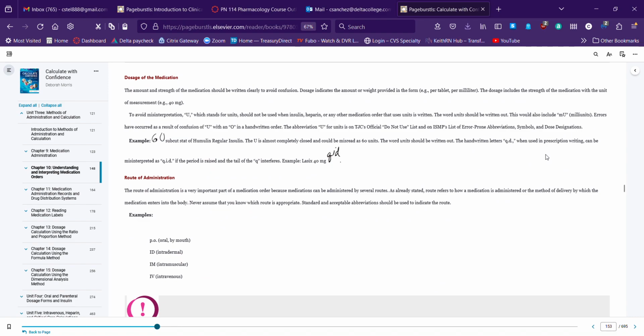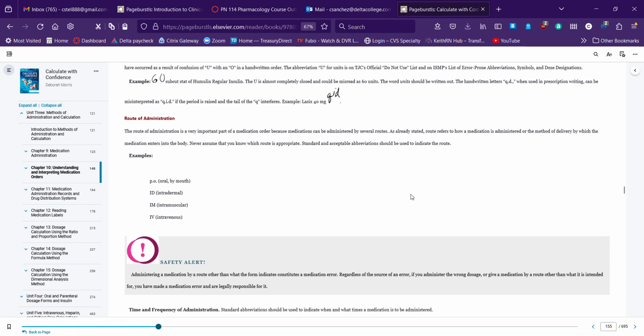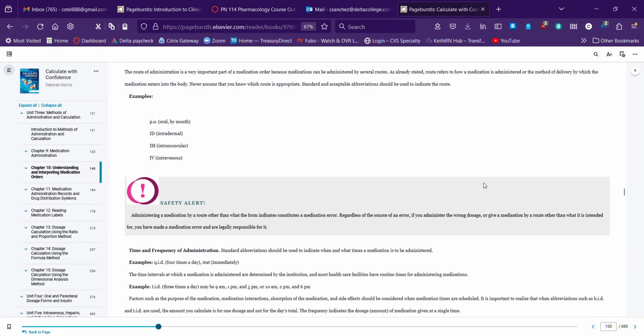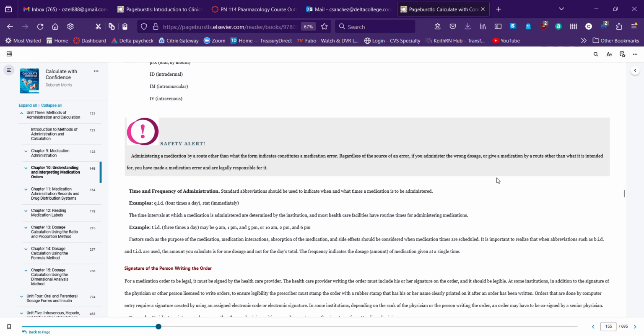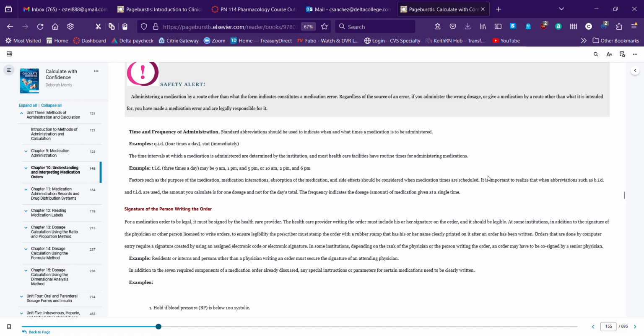So as we move down, we're going to talk about those routes of administration. So it could be PO, which is by mouth. It could be ID, which is intradermal. That's going to be like your TB test. Your IM, which is intramuscular, so your injections into your muscles. And then your IV, which is your intravenous, and that's going to be within the venous system. It's going to go straight into your veins. So you also want to make sure that you have the time and frequency of the medication, because if not, you don't know when to give it or how often to give it.